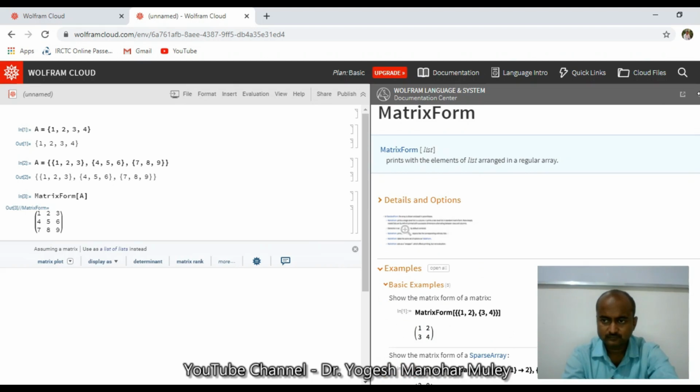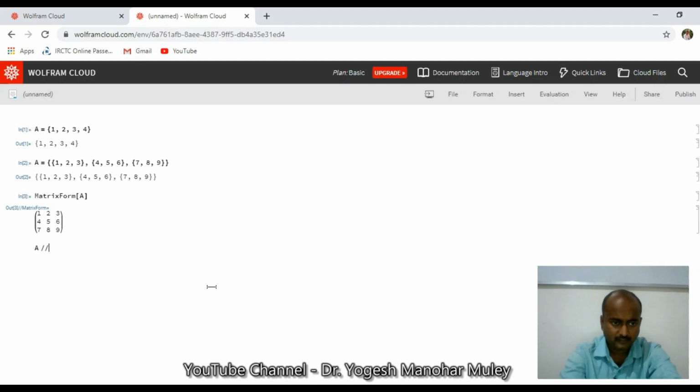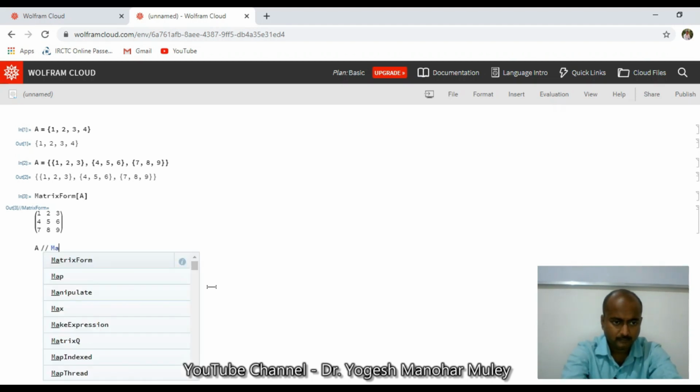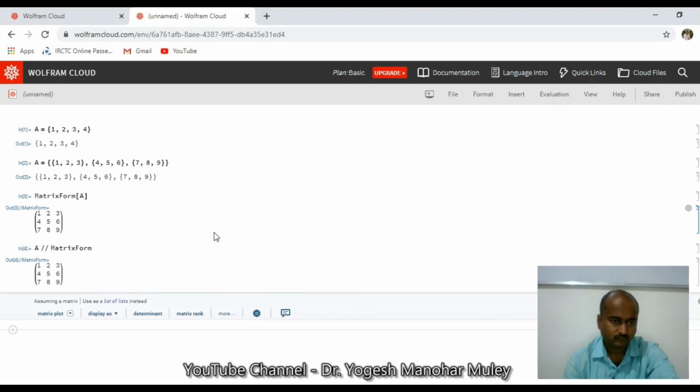Okay, so we'll see how we can write it. After this I can also write capital A, double backslash, MatrixForm. So this is another way to prepare a matrix. You can write MatrixForm of A, or you first write A then double backslash MatrixForm. So this will create the matrix for the given variable.